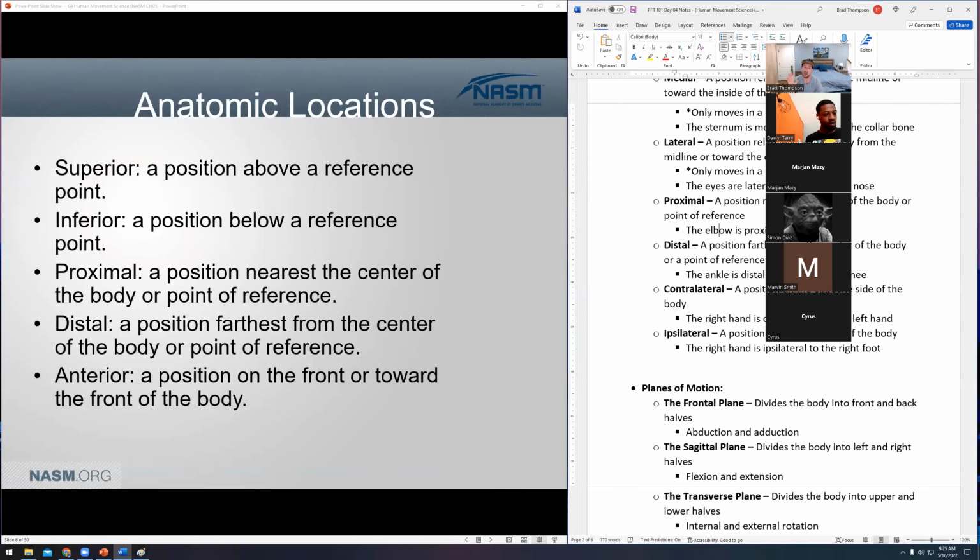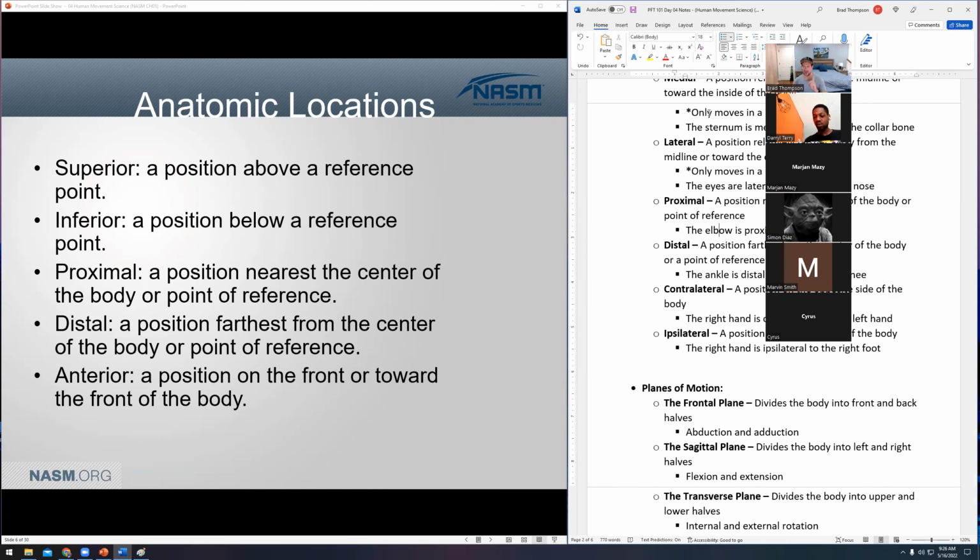So while medial and lateral are like a moving sidewalk and they just go side to side like this, and superior inferior is like an elevator going up and down, proximal and distal are kind of like an escalator. It goes forward and up, or downward and forward.